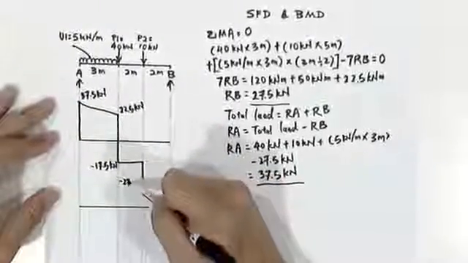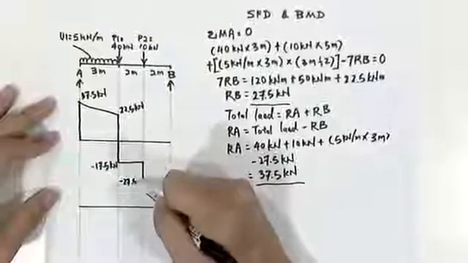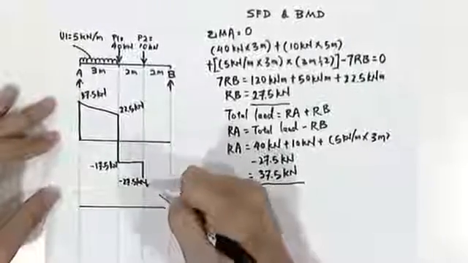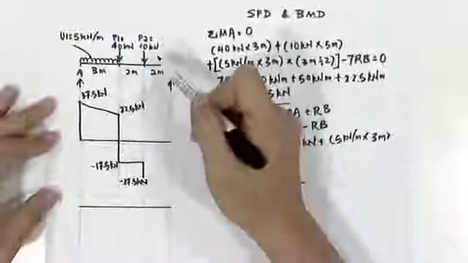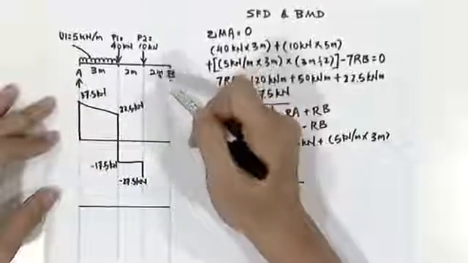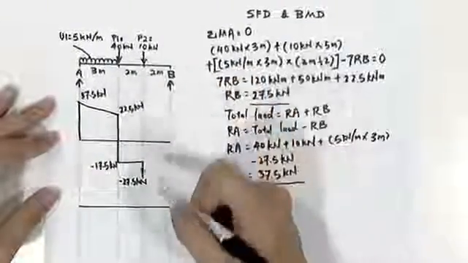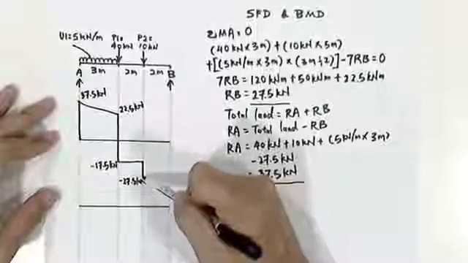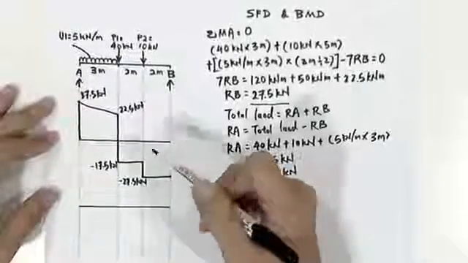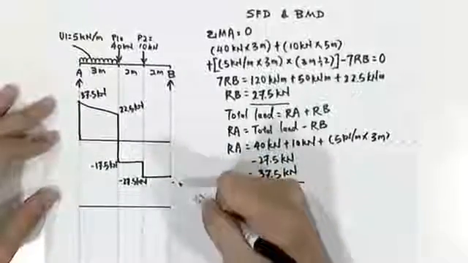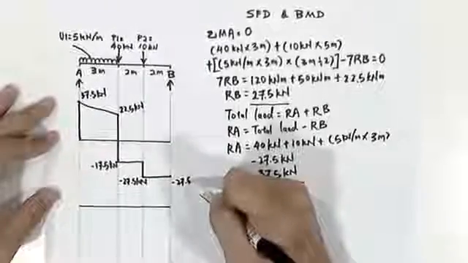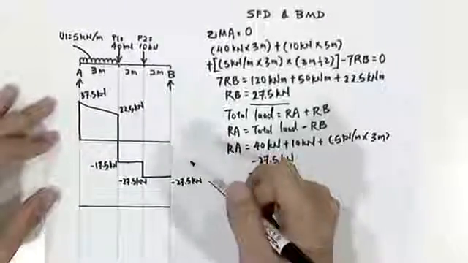What we'll get here is negative 27.5 kilonewton. Again, there are no more loads acting on the last band, therefore the shear force diagram stays the same, and it is still 27.5 kilonewton.